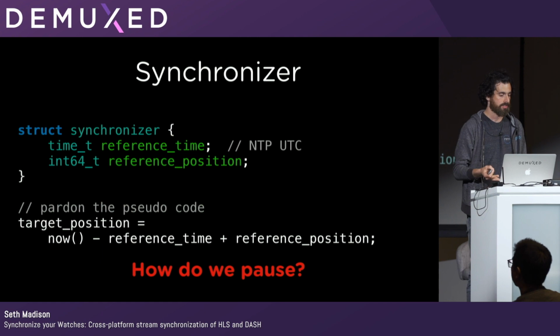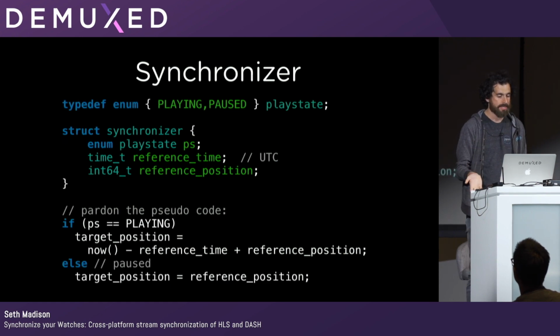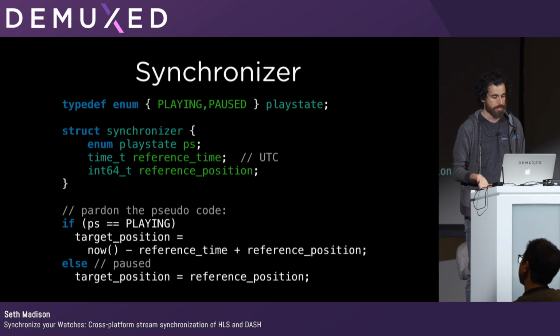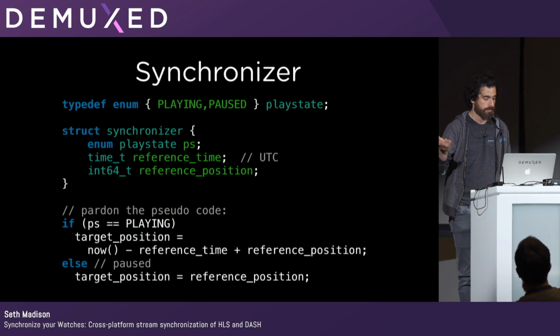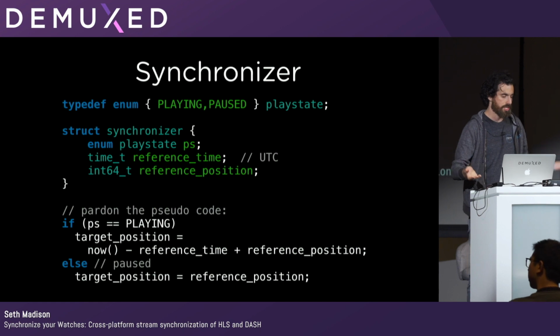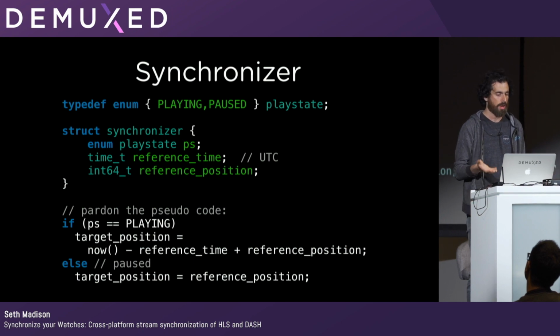Except, how do we pause? Because time, for better or worse, keeps moving forward as the Earth spins around the sun. So we can solve this by adding a play state to our data structure. If we're playing, then we calculate our target position as before. If we're paused, then we just pause at whatever the reference position was. So now we have our synchronizer pretty well defined.